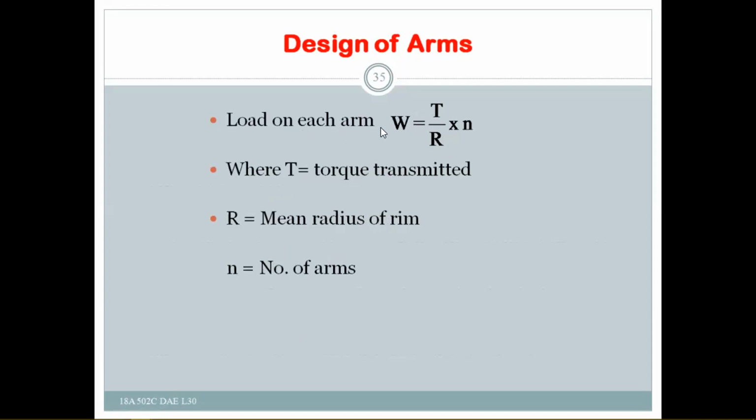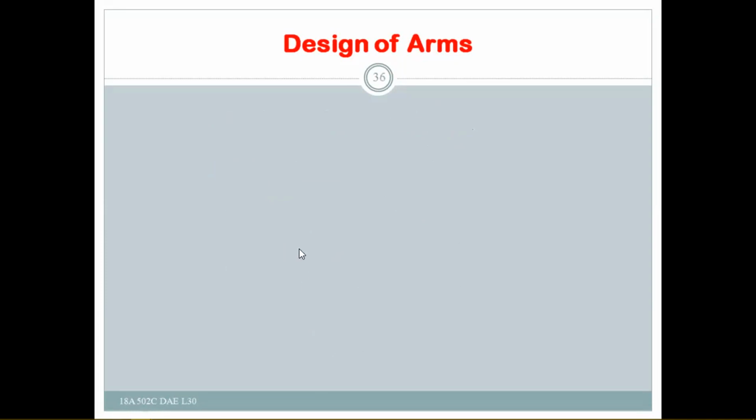So load on each arm W is equal to T by R into N. That formula we must remember. And small r is equal to the radius of the hub. And then the maximum bending moment at the hub is M equal to T by (capital R into N) into (capital R minus small r). That is the maximum bending moment at the hub.